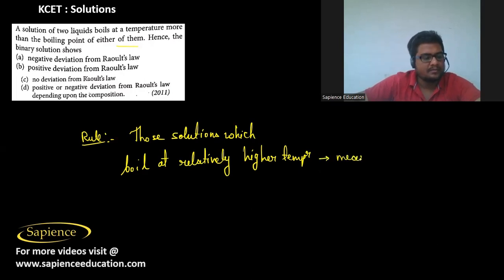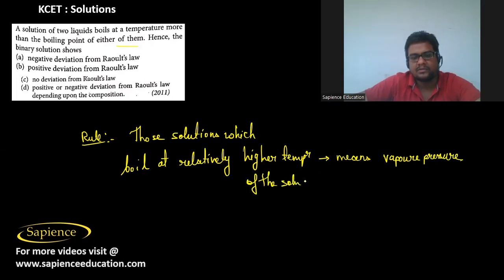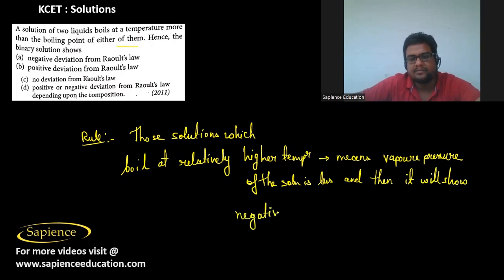it means the vapor pressure of the solution is less, and then it will show negative deviation from Raoult's law.